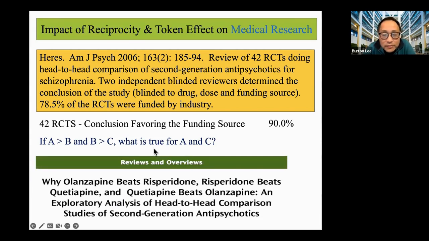So the title of this paper is actually, why does olanzapine beat risperidone, and risperidone beat quetiapine, and quetiapine beat olanzapine? And the basic conclusion, of course, is that it's really whoever is funding the study that is shown to be superior in terms of efficacy.